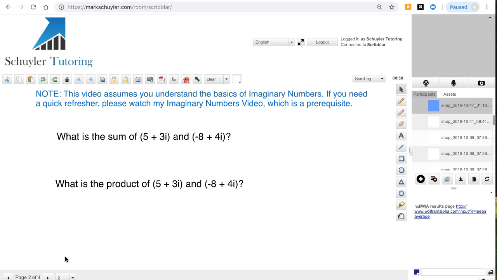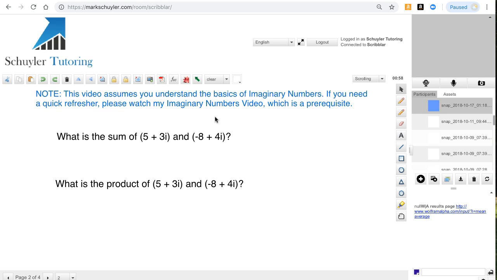On the next slide here, I have a little note, a little reminder to you and to me, that this video does assume you understand the basics of imaginary numbers. If you need a quick refresher, please watch my imaginary numbers video. It's short, it's fun, and it's a prerequisite for really understanding complex numbers.